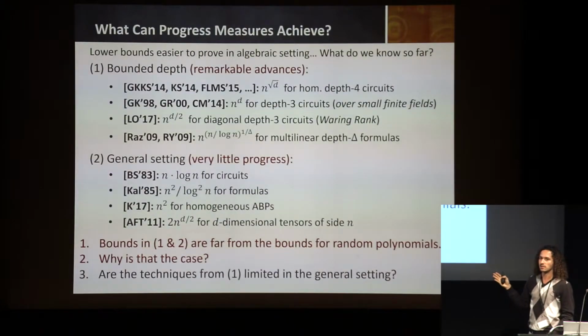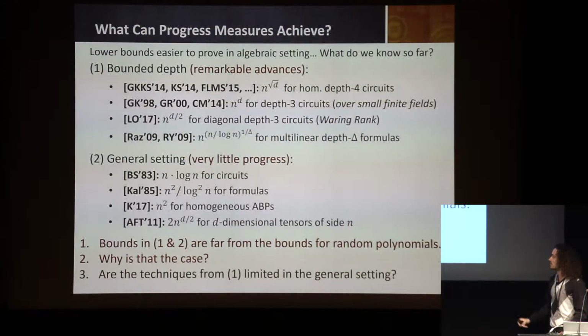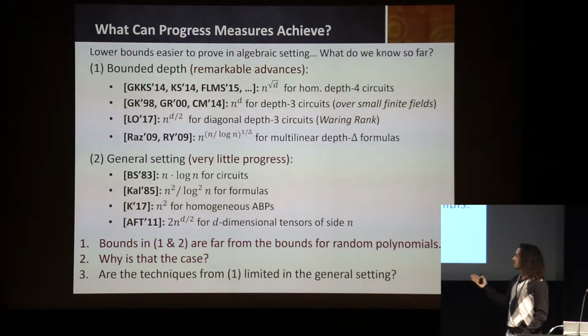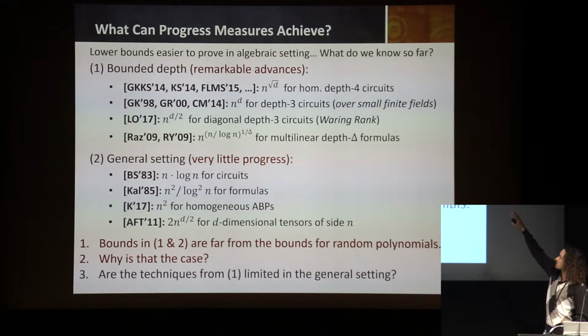Why is this the case? Why, even with such impressive lower bounds, are we still very far from proving any lower bounds for any function, never mind explicit functions? And the third question is, are the techniques that we use in 1 limited in the general setting? And we don't know.